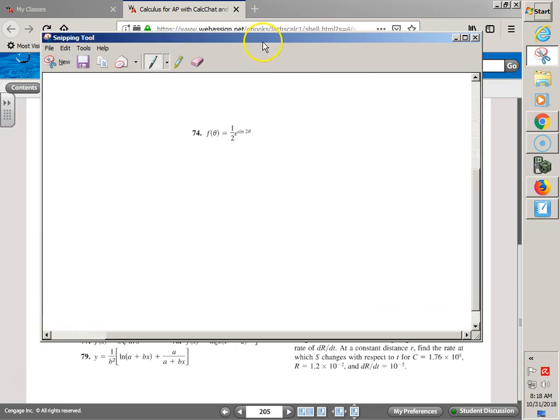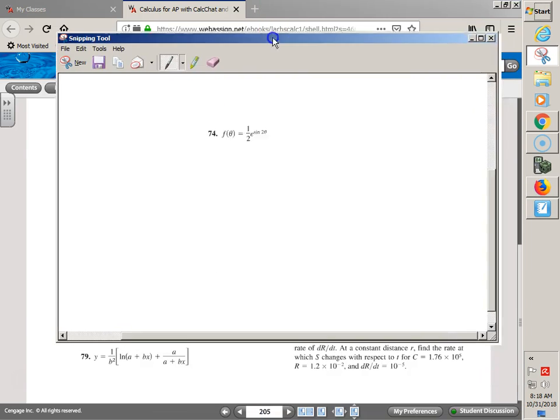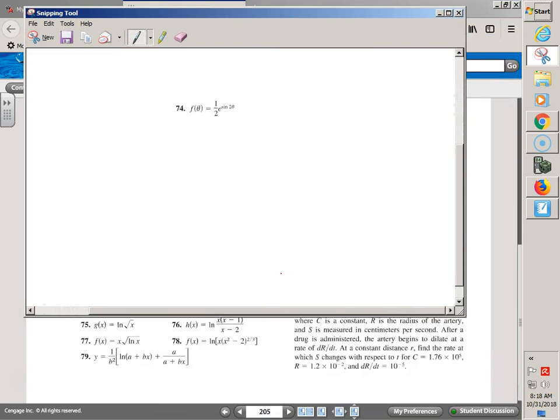74, the directions say, just to find the derivative. Is this even this section? Kind of not, but that's okay. In calculus, everything builds. I have to make sure that you don't forget stuff.